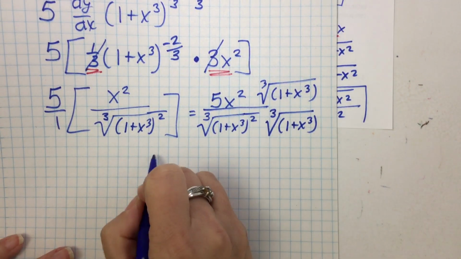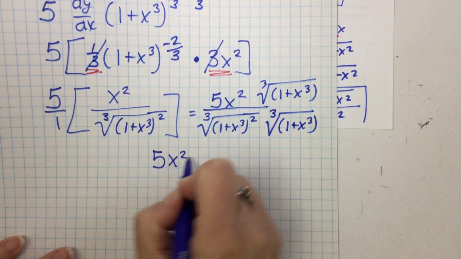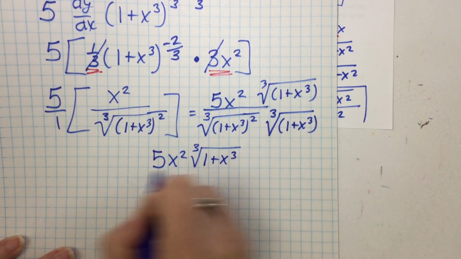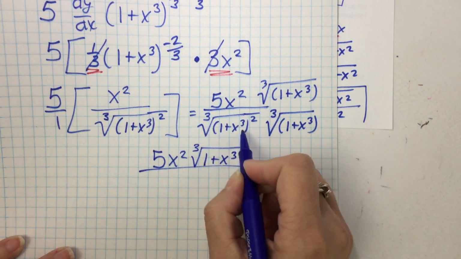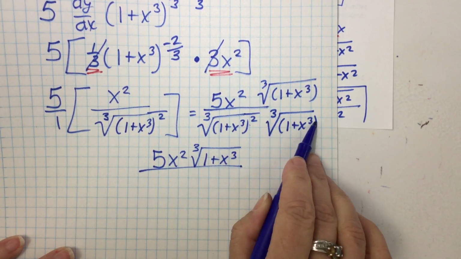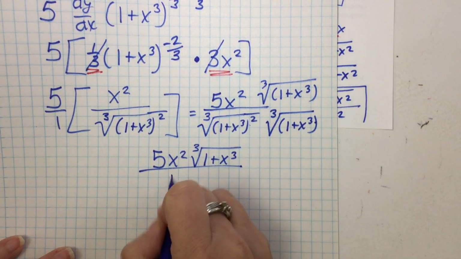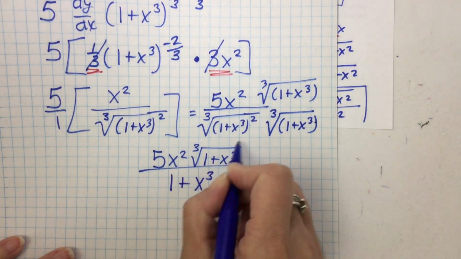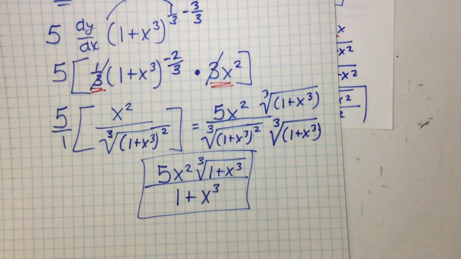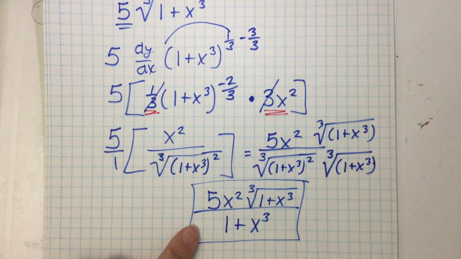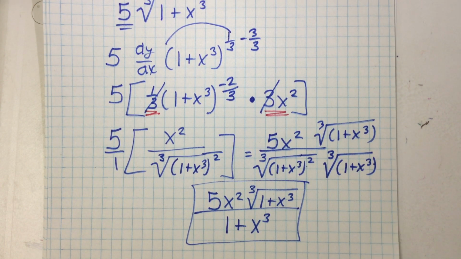So here is your final answer. 5x squared times the cubic root of 1 plus x cubed over. I have 3 of these, 2 here and 1 here. So the cube would cancel the cubic root, leaving me 1 plus x cubed. That is your derivative. Okay, now looking at this, isn't it crazy? Like, that is a wild answer. But if you just take it one step at a time, it's not so bad.